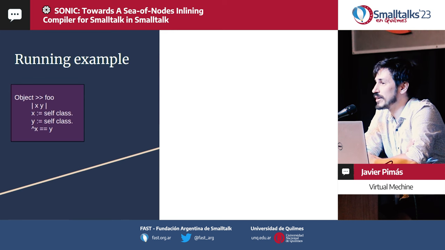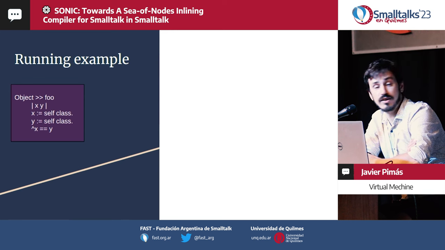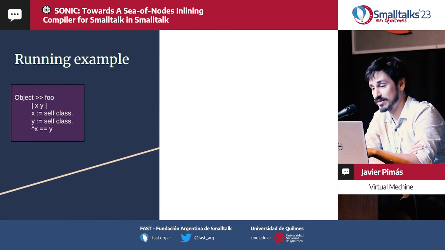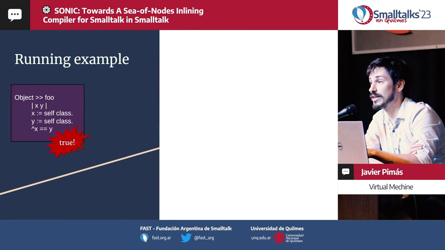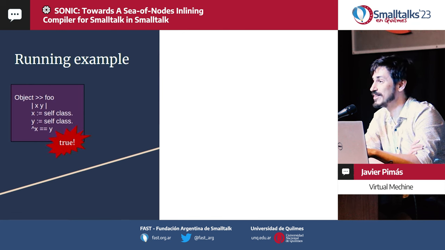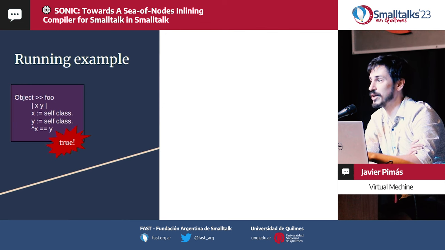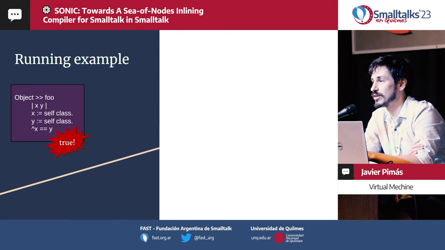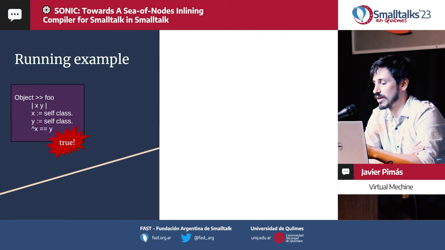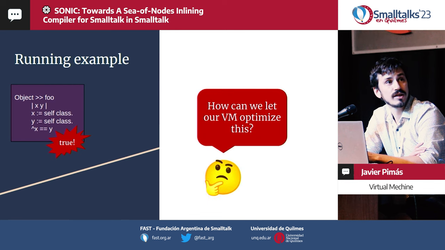And so this will be my running example. My compiler, at least, doesn't yet understand that this is the same as this, right? It seems easy, but it's not that easy. You can all see that we are assigning two variables with self class, so the result for that has to be true, right? But how can a virtual machine or a compiler get to understand that they are really the same thing, and then write something else and not perform the computation if it's not needed? So that's the topic of this talk.